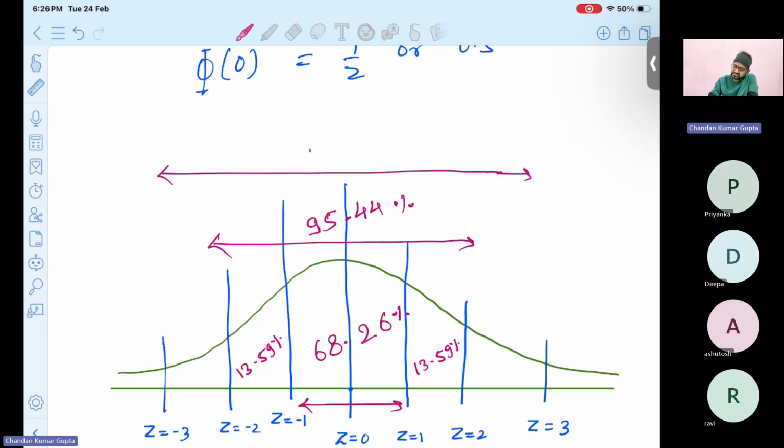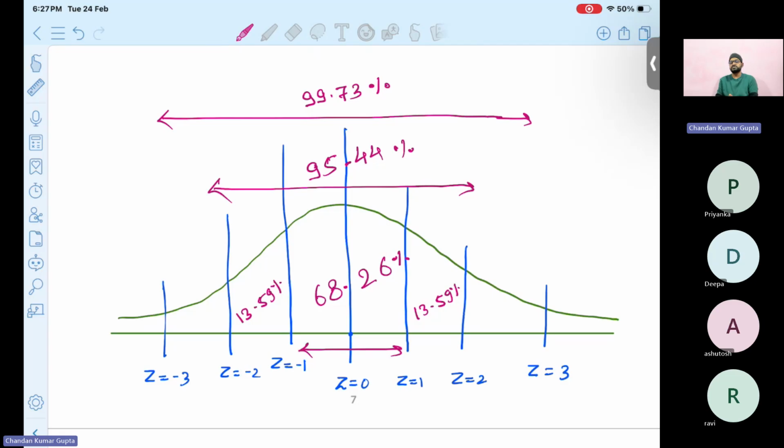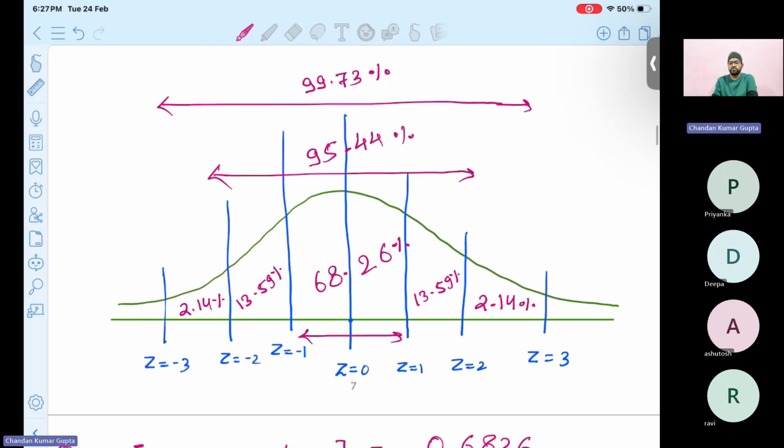Okay. And when I'm talking about the 3 sigma limit, it's 99.73% approximately. So the probability distribution within 2 sigma to 3 sigma limit from both sides is approximately 2.14% each. So this is only for the normal random variable.